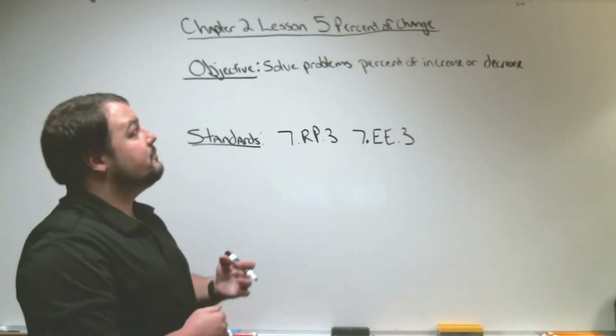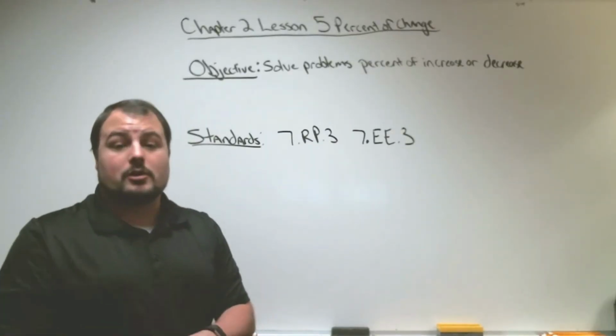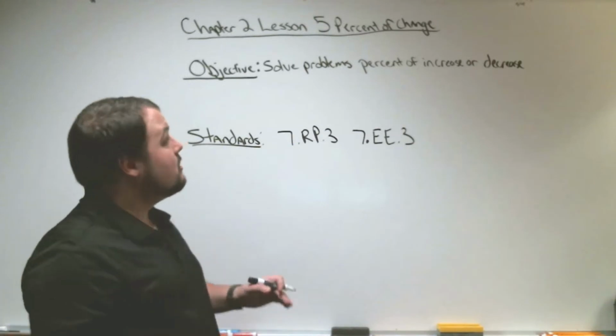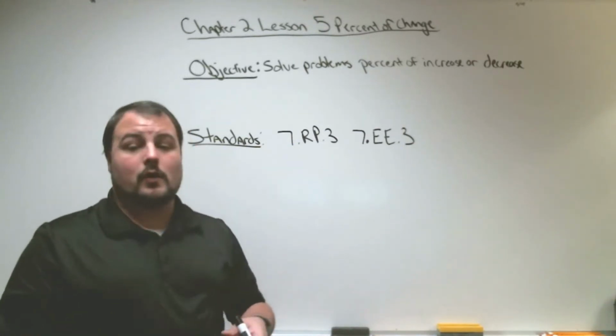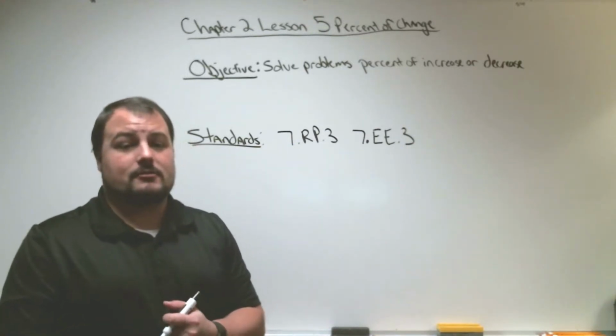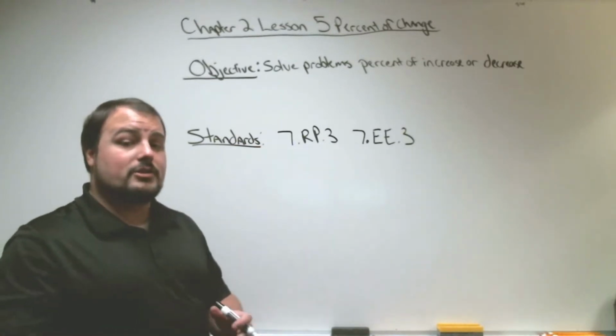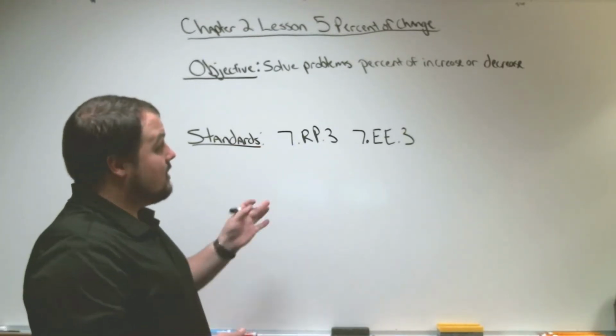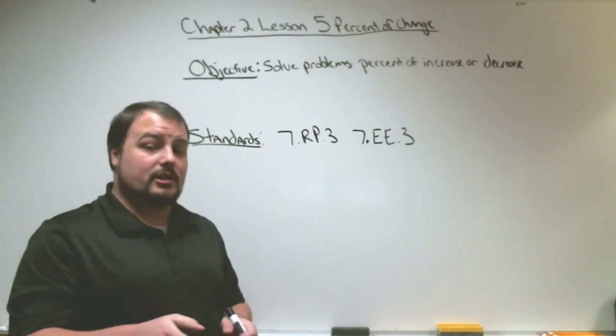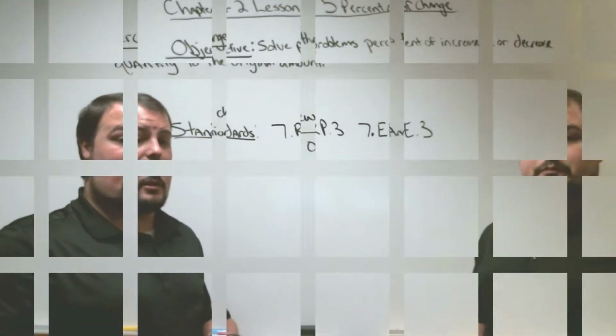Graders, welcome to your fifth lesson. In our fifth lesson, we're going to be talking about percent of change. So we're going to solve problems that involve percent of increase and percent of decrease. Our standards for today are 7th grade ratios and proportions standard number 3 and 7th grade equivalent expressions standard number 3. Let's go ahead and start this lesson.